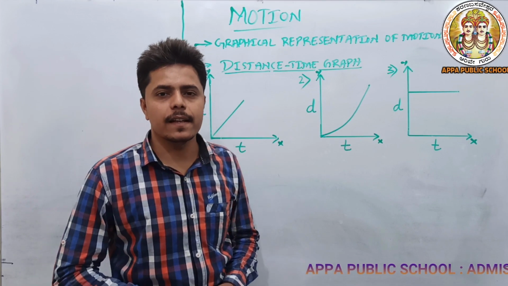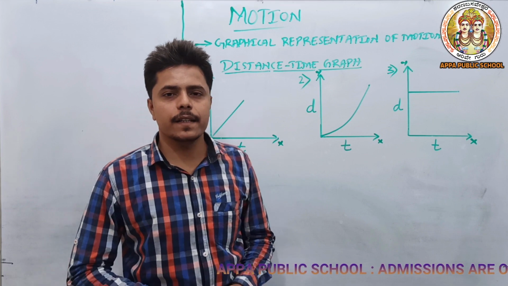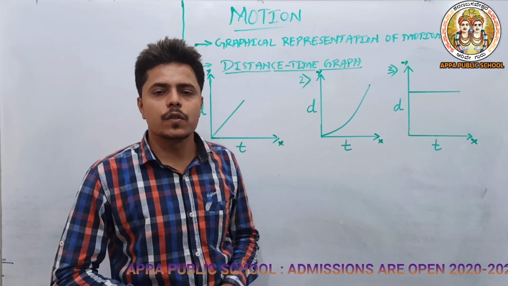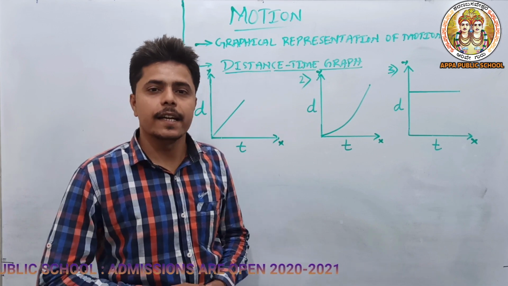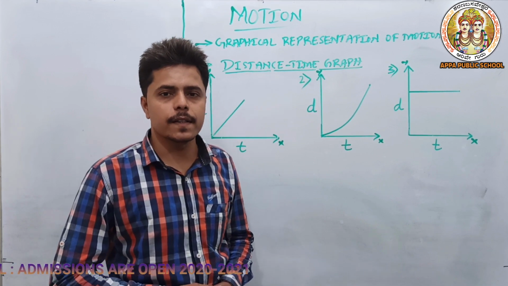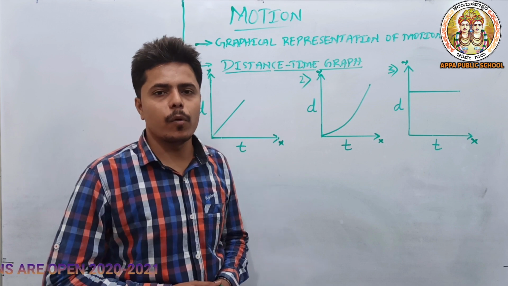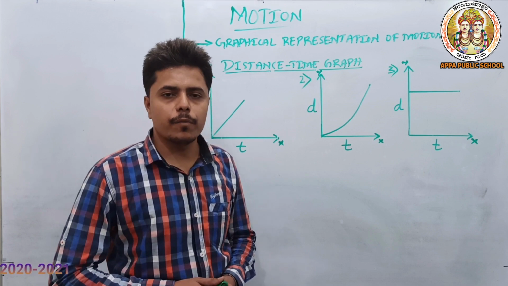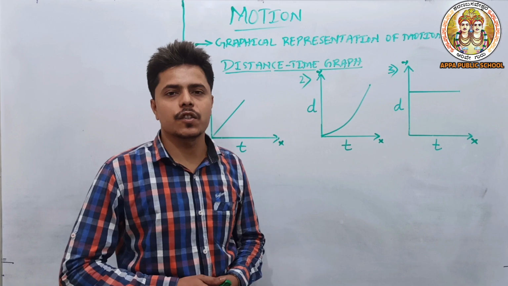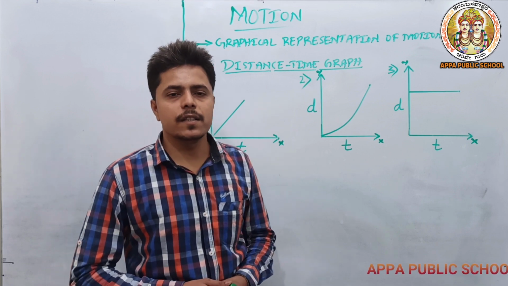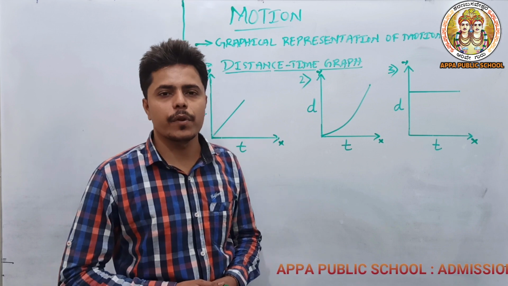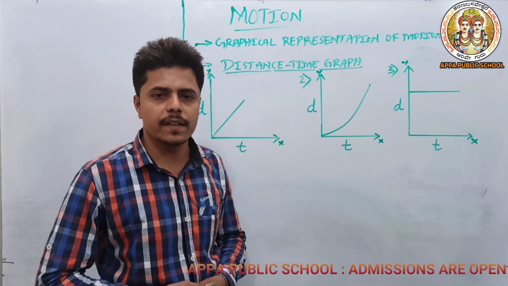So in the previous class we studied the basic things about the motion chapter. We studied rest and motion, speed and velocity, distance and displacement and their differences, uniform motion, non-uniform motion, uniform acceleration, non-uniform acceleration, what we mean by acceleration, positive acceleration, zero acceleration, and negative acceleration. These are all the basic things about the motion chapter we learnt in the previous class.